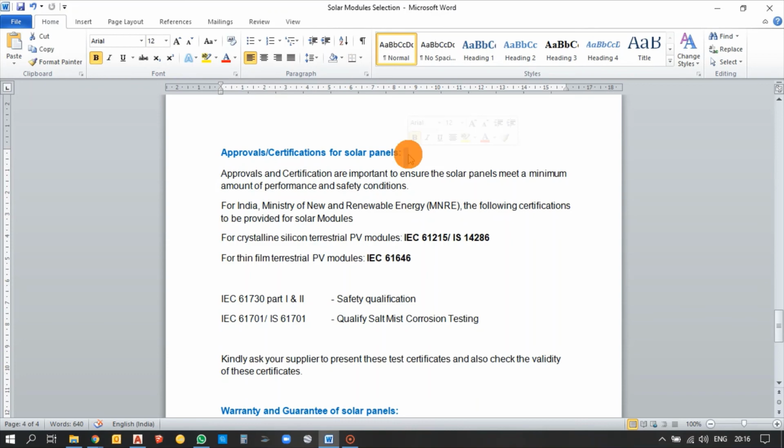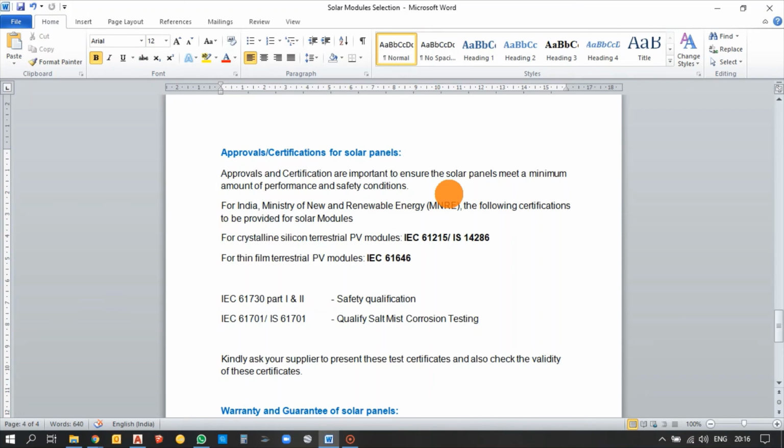Important things have to be noted for modules. That is the approvals and certificates from the solar manufacturers. Approvals and certificates are quite important to meet the minimum performance and safety conditions in the solar module. For India, MNRE has followed certain IEC standards. For crystalline, it is IEC 61215, and IS 14286 for a PV module.